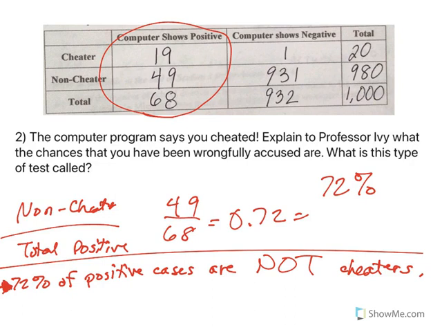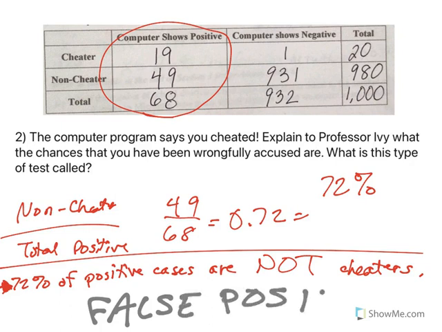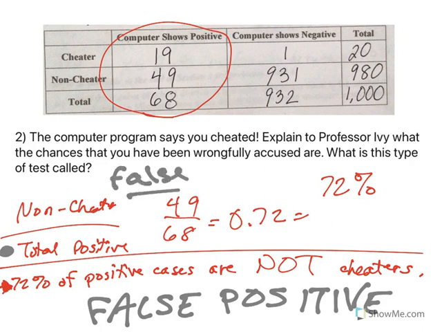Now, what is this called? This is called a false positive. It's a false positive because you tested positive, but it is in fact false, right? You are not a cheater.